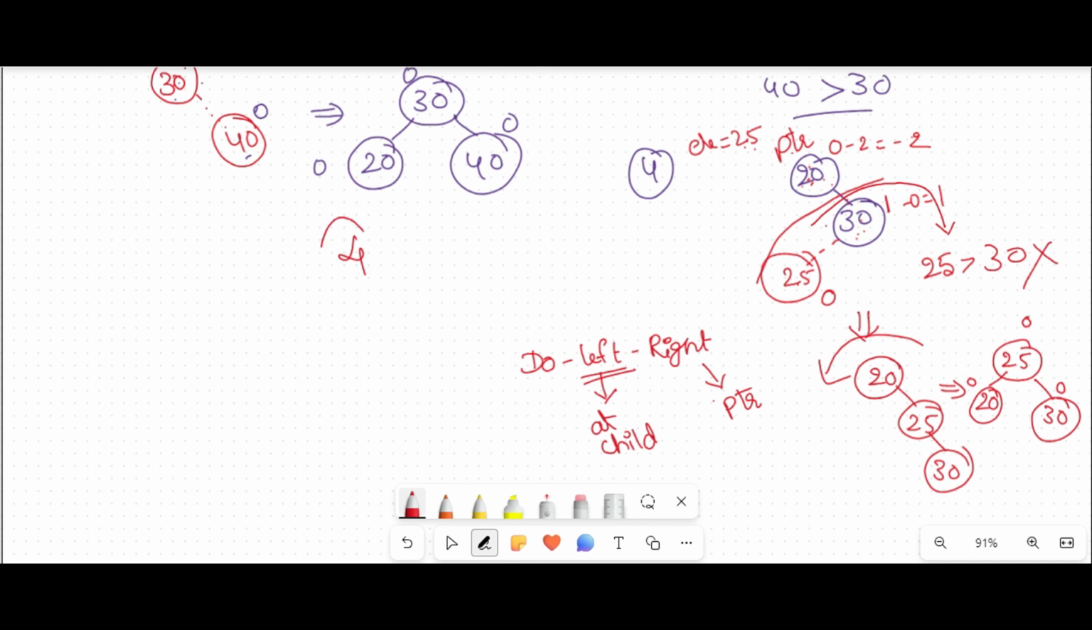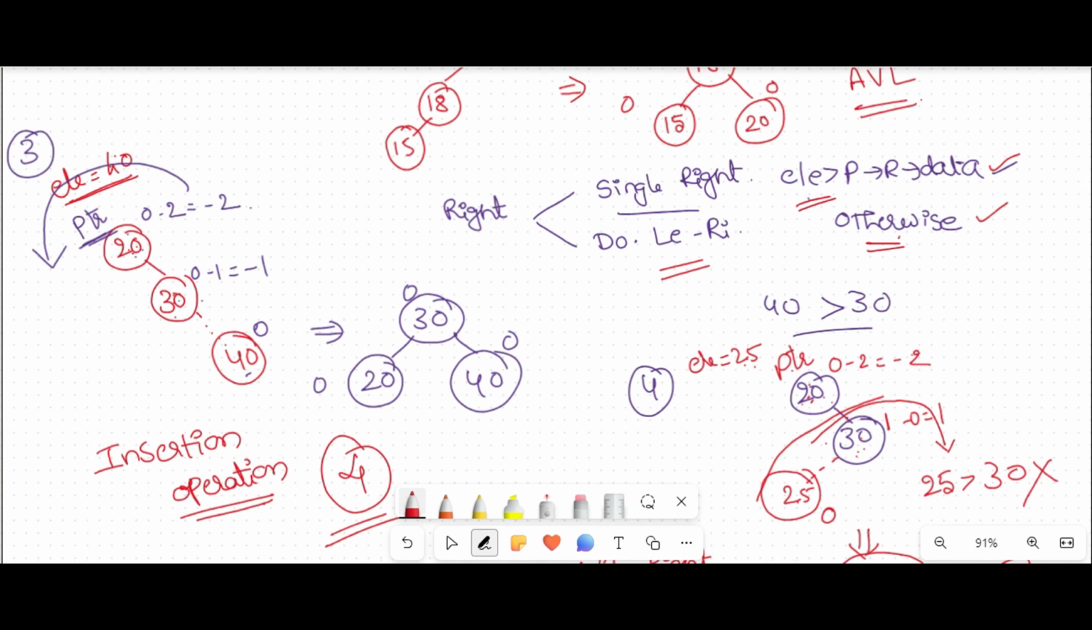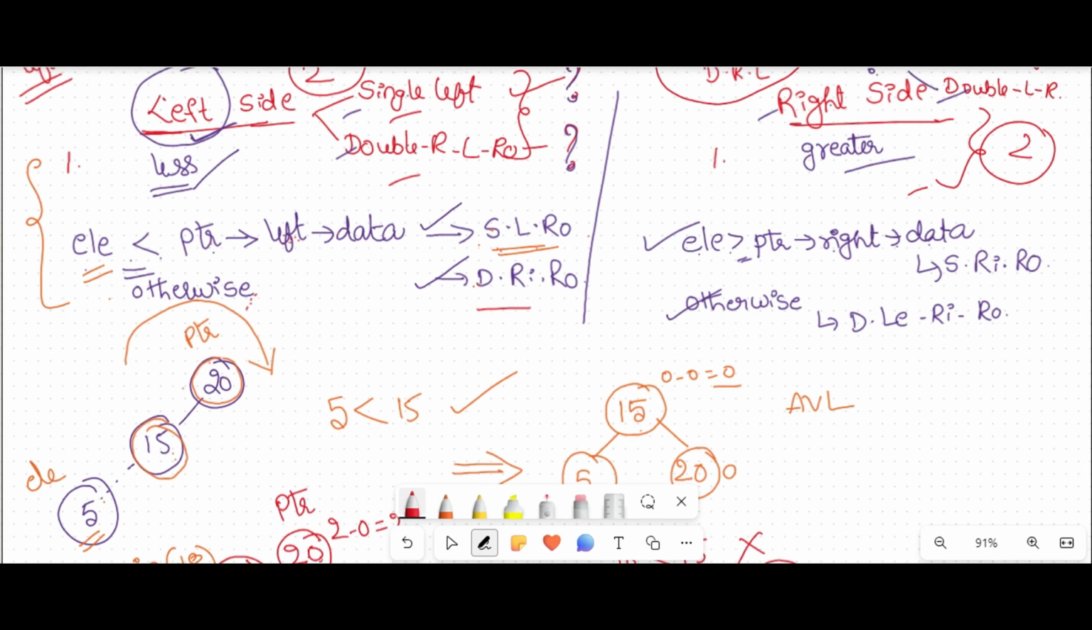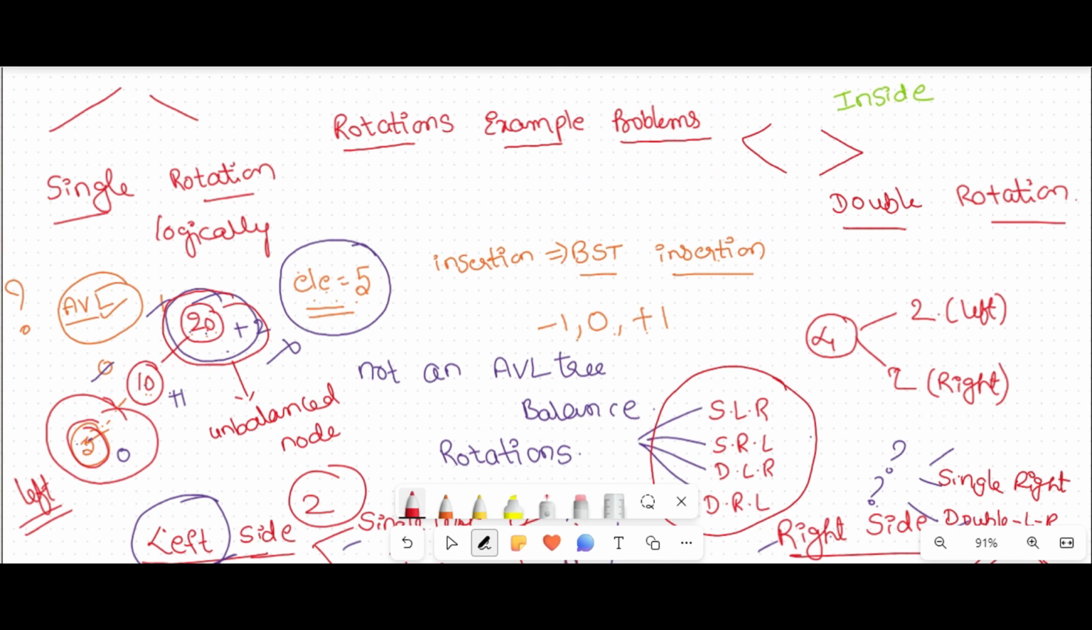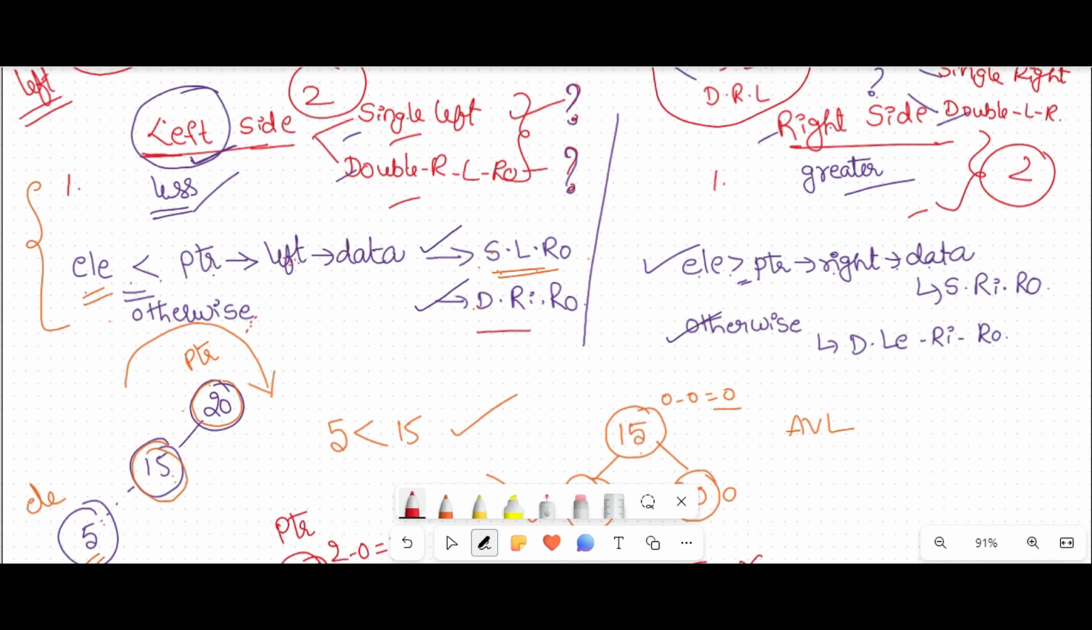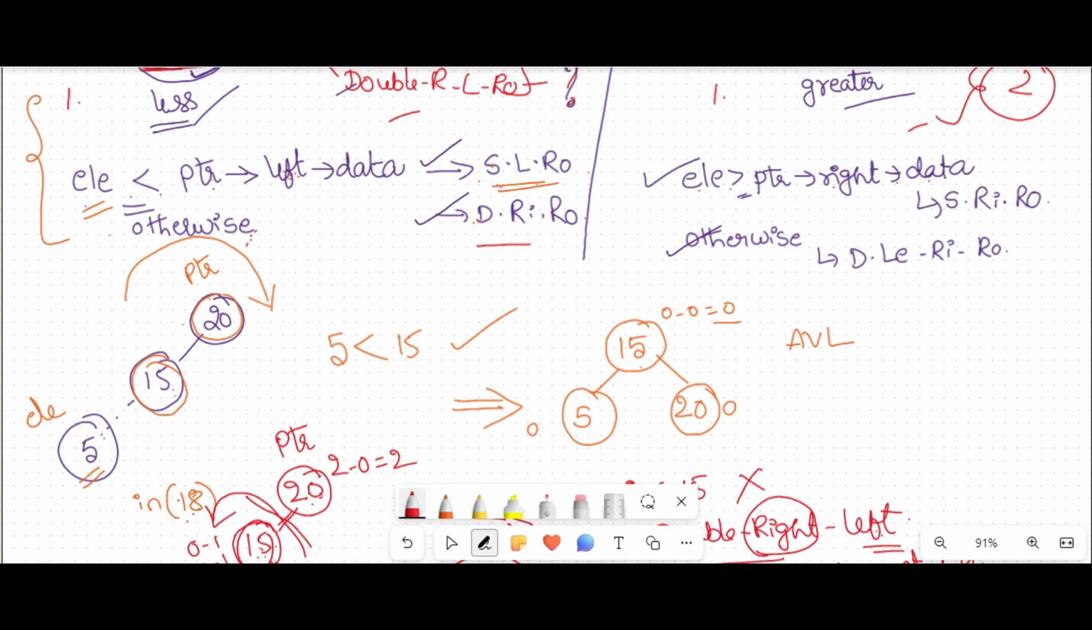So these are the 4 rotations you will get whenever you are performing an insertion operation. See what we have discussed in this video: rotation example problems. We have discussed 4 types and which rotation you have to apply under which case.